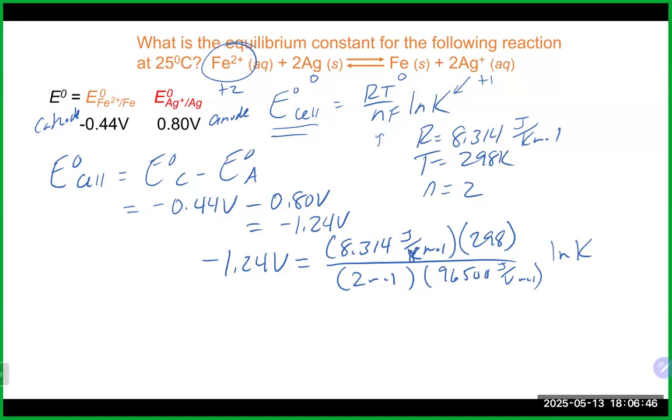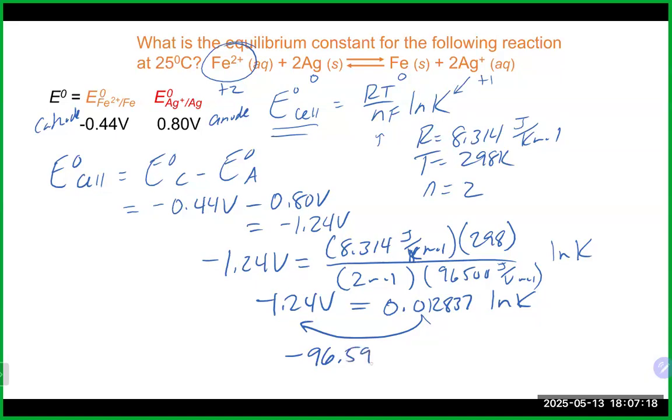All right, let's clean up the right-hand side. I think we'll go 8.314 times 298 divided by 2 divided by 96,500. Going to get us a 0.012837 natural log of K equals negative 1.24 volts. Going to send that guy over to the other side. So we can go negative 1.24 divided by that answer. And that's going to get us like a negative 96 point, depending on where you want to round, I guess, 59 is equal to the natural log of K.